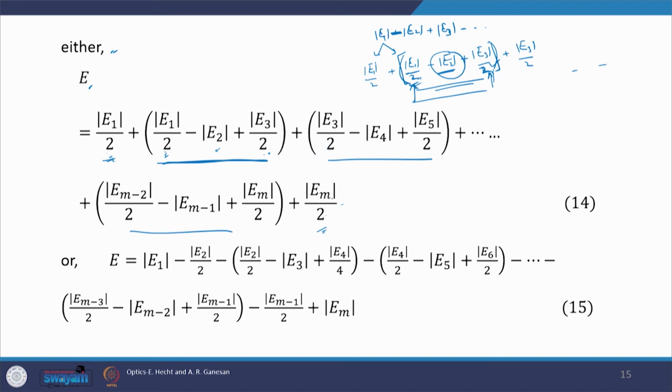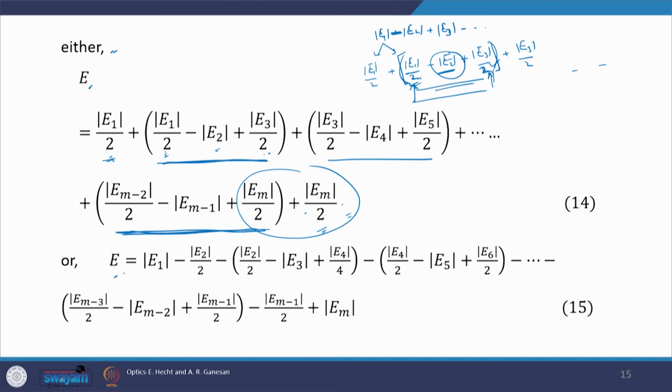Therefore, the last term would again be split in 2. All odd terms are split in 2, therefore, the last term will again be split in 2, and we will have these bracketed terms before the last term. Now, alternatively we can also write it this way.